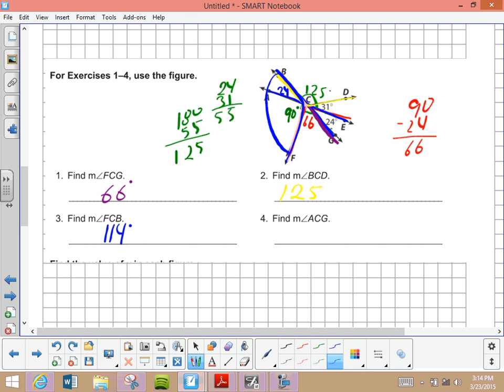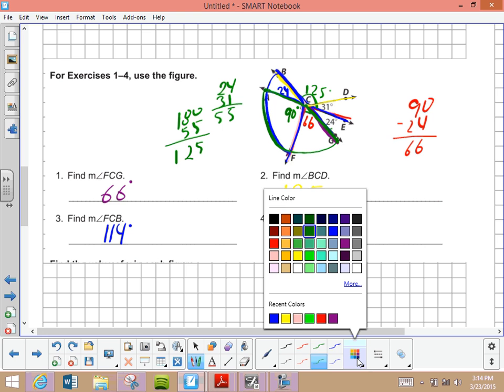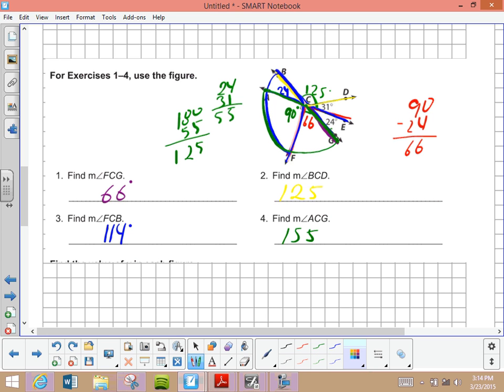So for this one, ACG, I want everything inside this angle. What is it? 155. That's it. And again, I'm going to show you number 2. Number 2, you wanted angle BCD. That means you wanted everything inside here, which is 125, right? If you can do that with the colors, it's even better because it gives you an idea. Whatever number I have inside, those are it. All of them.